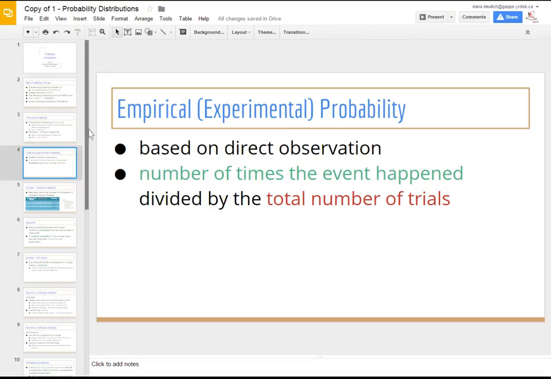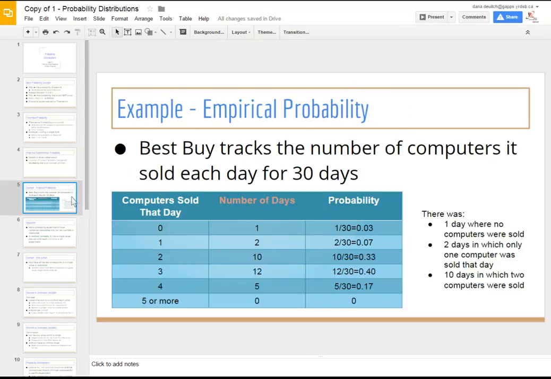Experimental probability, or empirical probability, is based on direct observation. So I run an experiment and I see what happens. I take the number of times the event happened divided by the total number of trials. How many times did I run the experiment? So here's an example of empirical probability. Best Buy tracks the number of computers it sold each day for 30 days.